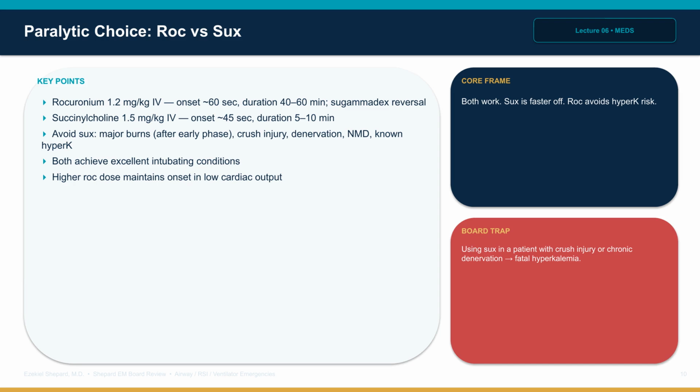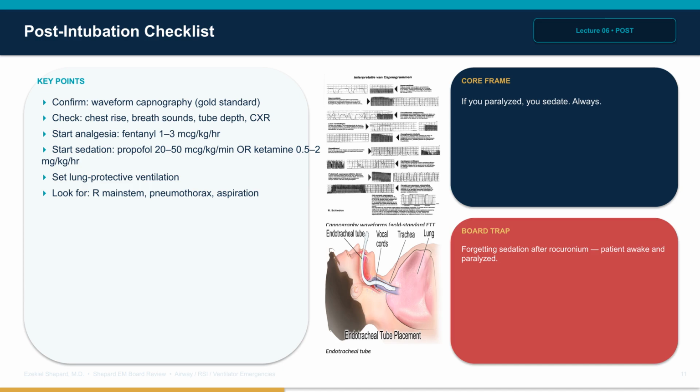Both achieve excellent intubating conditions. In shock, the higher rocuronium dose maintains rapid onset despite low cardiac output. After intubation, the work is not done. Confirm tube placement with waveform capnography, which is the gold standard. Check chest rise, breath sounds, tube depth at the teeth, and chest x-ray when stable. Start analgesia and sedation immediately if a paralytic was used.